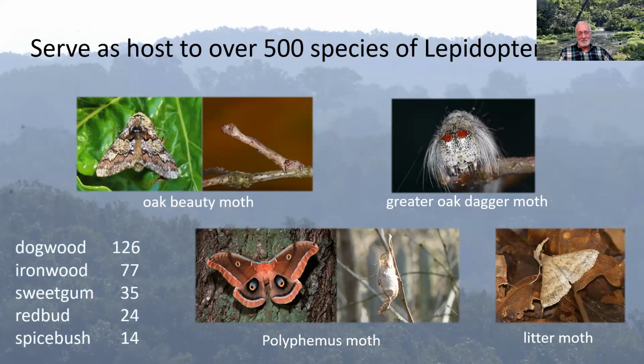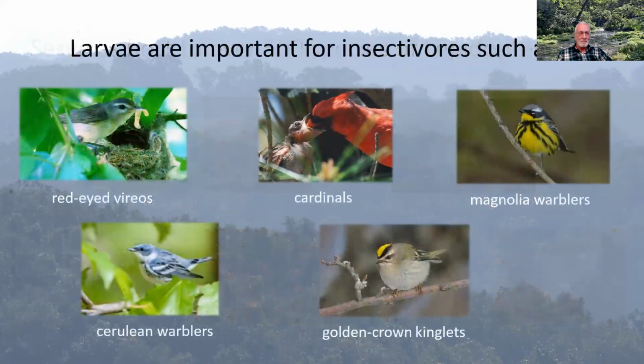Compare that to some of our other species. Dogwoods only support about 126 species of Lepidoptera larvae, all the way down to spicebush and redbud, much less. So oaks play a huge part in setting up the food chain. The larvae are important for insectivores, like red-eyed vireos, cardinals, magnolia warblers, cerulean warblers, and golden crowned kinglets. Frank Thompson with the Forest Service in a later session, he'll go into these at length and show you how they're interrelated and the importance that our oaks play.